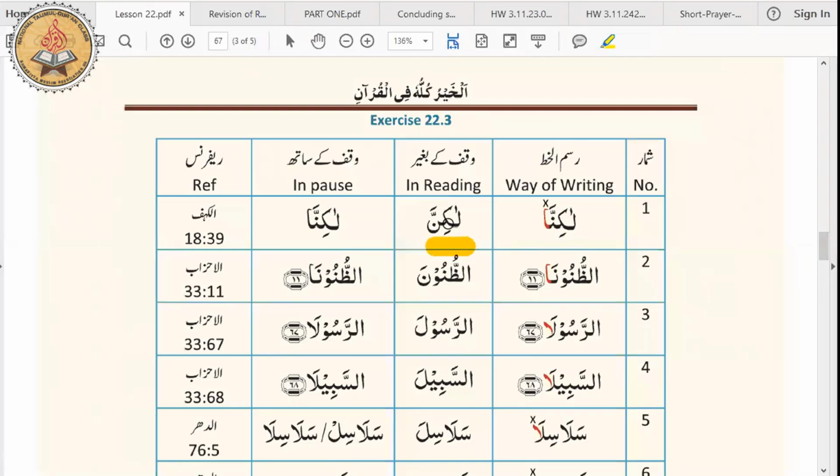When we are reading in continuation, without waqf or without pausing, we read it like lakin. So this is the word you see written in the Holy Quran, but when you are doing waqf over it, we include alif in it and we read it like lakin. So these are the examples you find in your book, lesson number 22, and in the last box, reference is also given. This is taken from chapter 18, verse number 39.